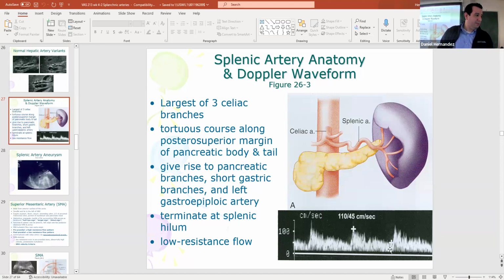Yeah, you just Doppler. So we're going to be Dopplering multiple spots for the splenic artery, not just one.